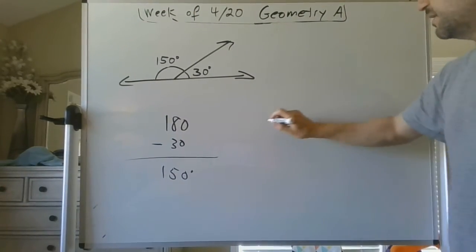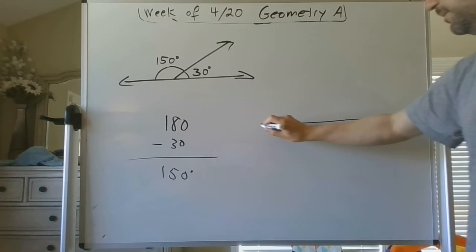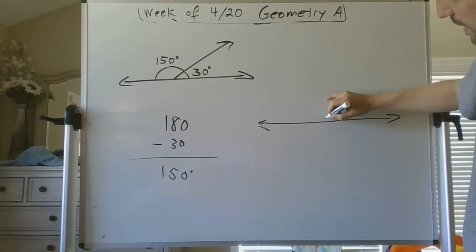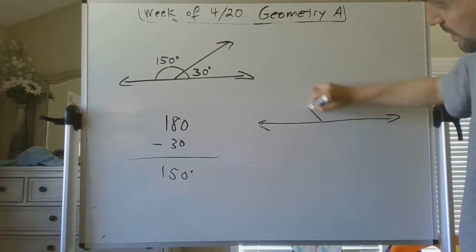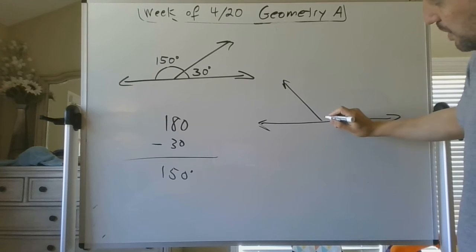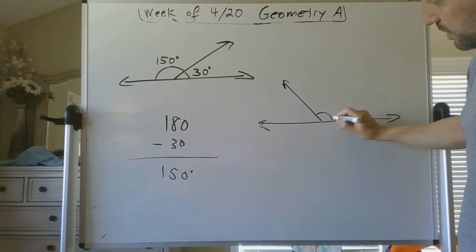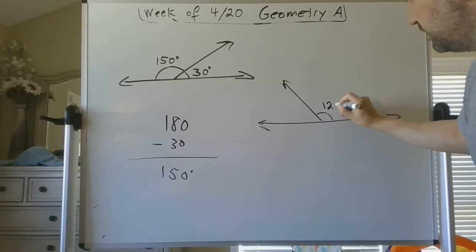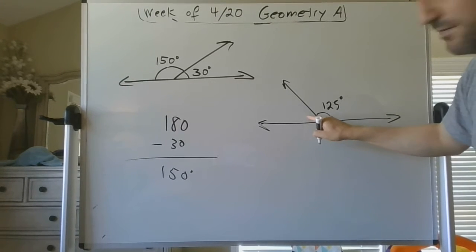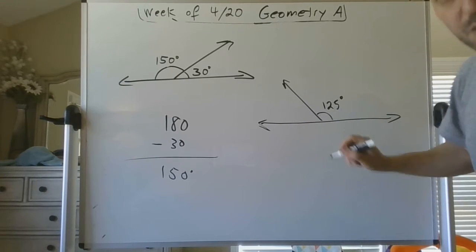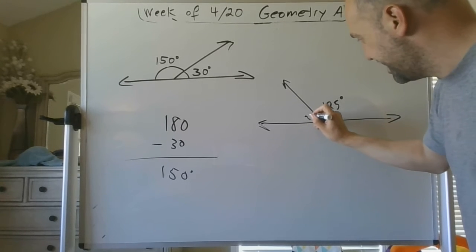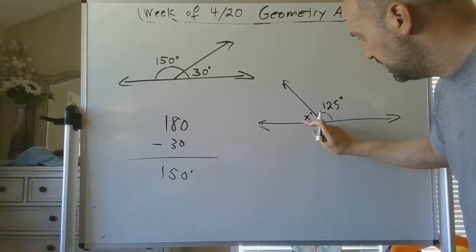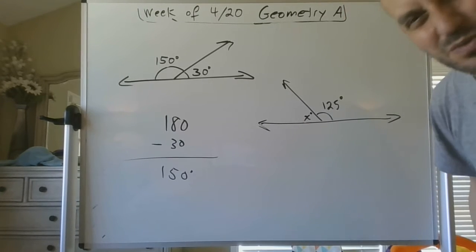So let's do another example. In a straight angle, I have two angles. I'm going to give you the obtuse angle this time, and I'm going to say it is 125 degrees. For this other angle, I'm not going to put a question mark, I'm going to put an x, meaning I don't know what that is. Can you tell me what that is?